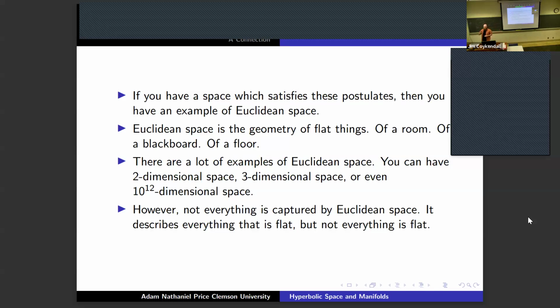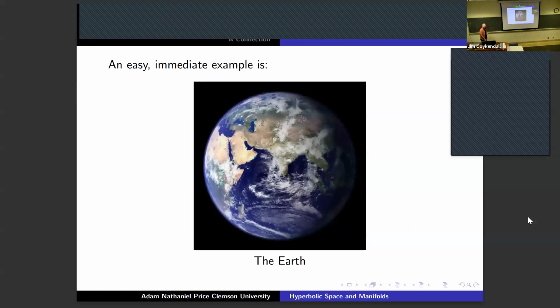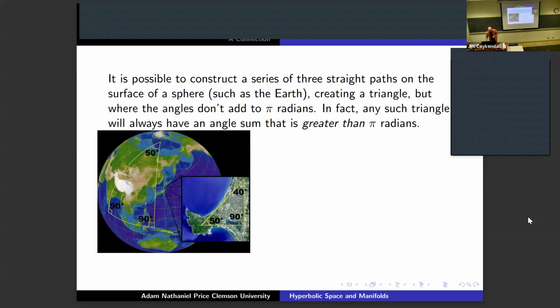It assumes that things are flat. But not everything is flat. Can you guys think of an example of something that's not flat? Sphere. A sphere, yeah. An easy and immediate example is the Earth. So I'll just go straight into the next slide. It's possible to construct a series of three straight paths on the surface of a sphere.